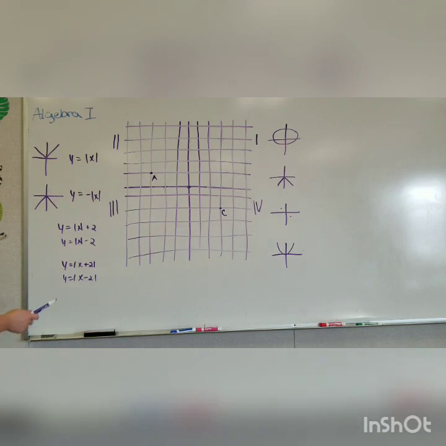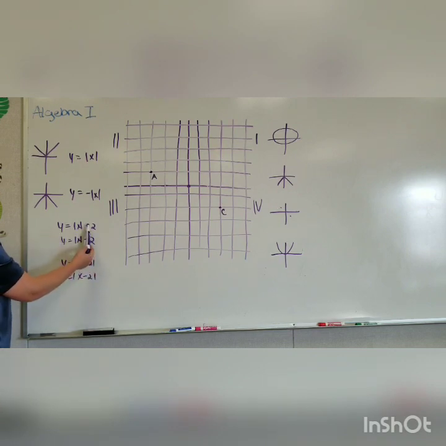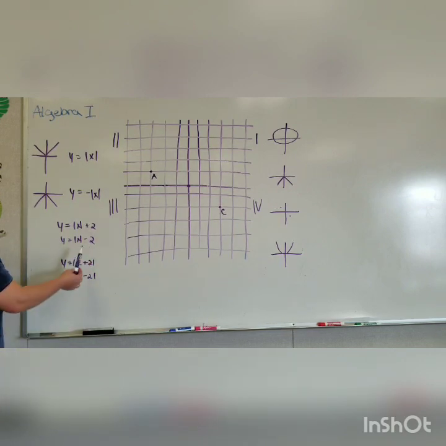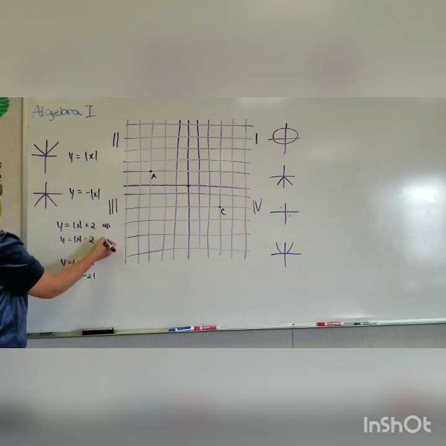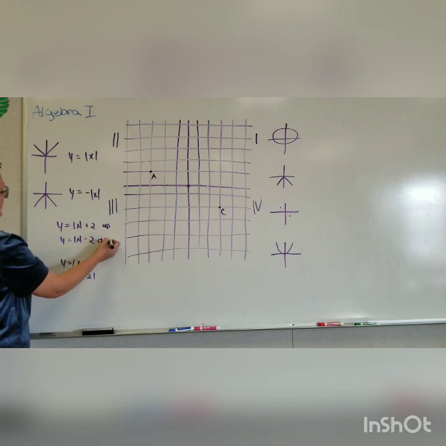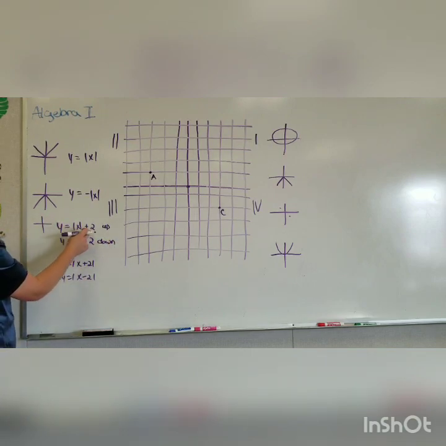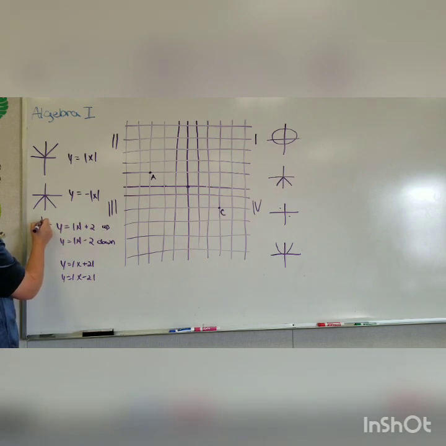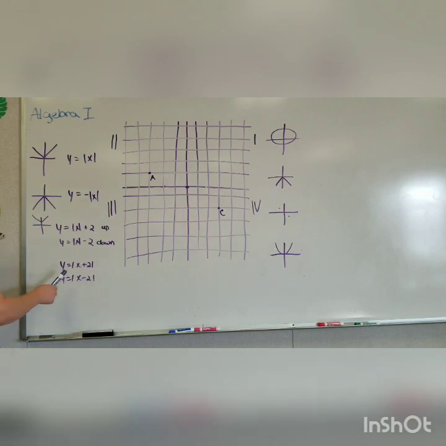So these are the translations on this graph. The graph of y equals absolute value of x can have a number added on the outside or subtracted. This tells you that the vertex moves up if it's positive and down if it's negative. So if it was this graph here, y equals absolute value of x plus 2, it would move up 2 and open from there. All right, this tells you whether it moves left or right, and it's actually backwards.